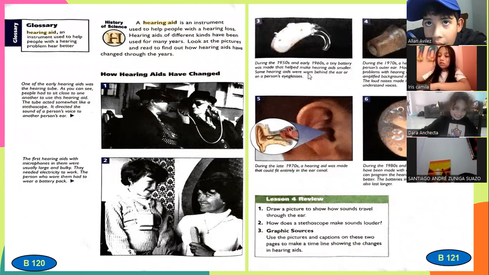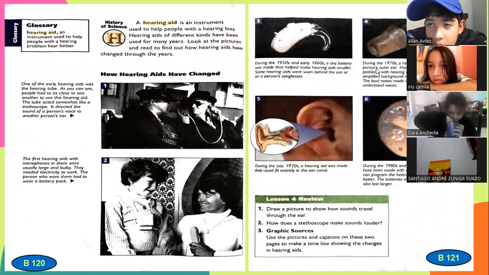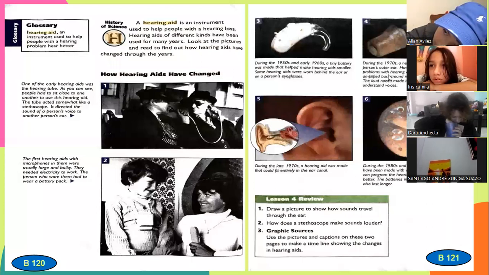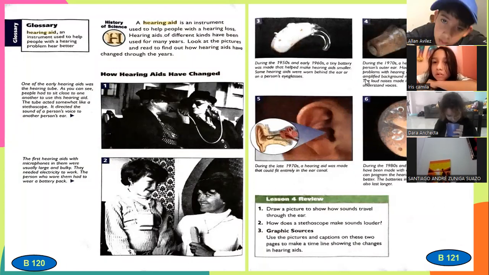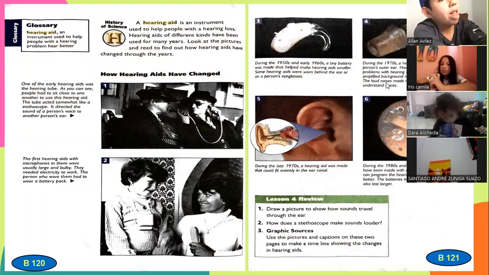Some hearing aids were worn behind the ear or on a person's eyeglasses. Then during the 1970s, a hearing aid could fit in a person's outer ear. However, people still had problems with hearing aids. The hearing aid amplified background noises as well as voices. So it amplifies every single noise, every single sound it perceives. The loud noises make it hard for people to understand voices.